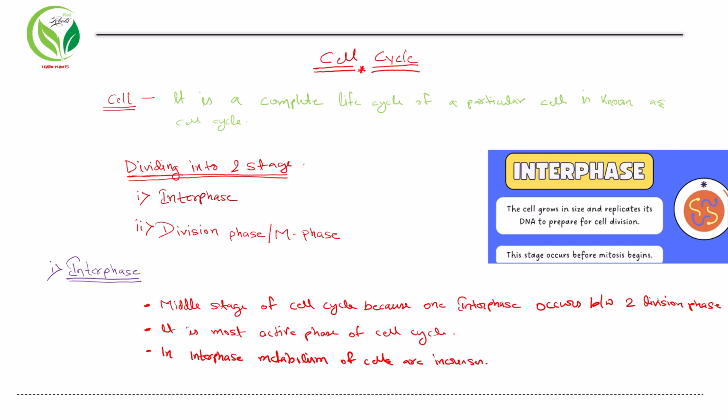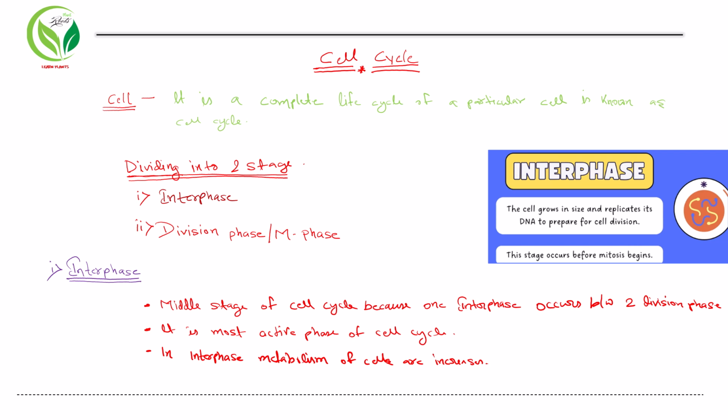In interphase, what can we see? Interphase is the middle stage of the cell cycle, because interphase occurs between two division phases. So it is the middle stage of the cell cycle, and it is also the most active phase of the cell cycle.